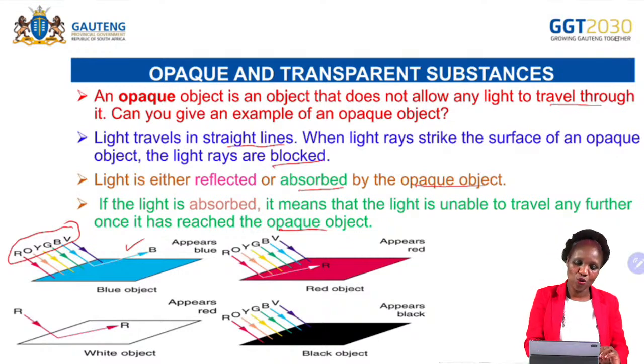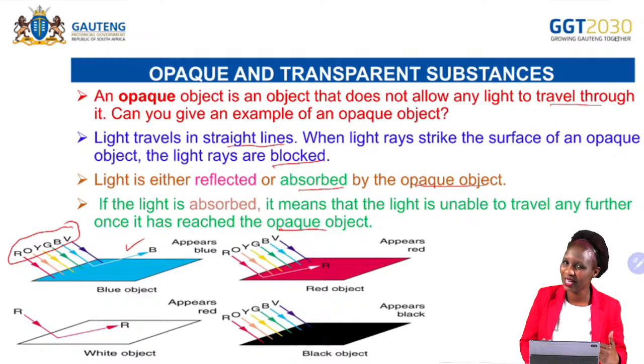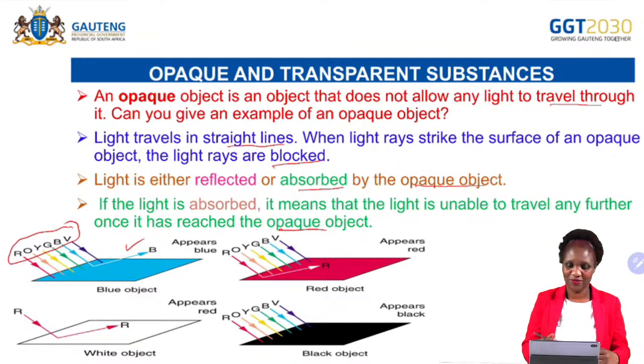And then when white light strikes a blue object, what's going to happen? The other colors are going to be absorbed, but the blue color is going to be reflected to our eyes. That's why we will see that object as blue, because the blue has been reflected to our eyes. And then what will happen to the other colors? They'll be absorbed. That's why we don't see them. Do you get it? That's very good.